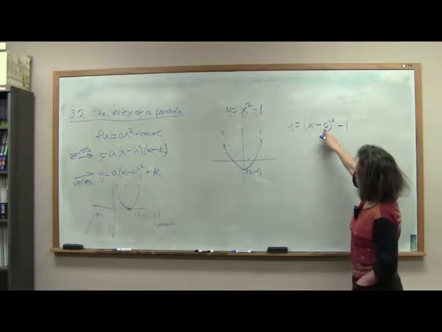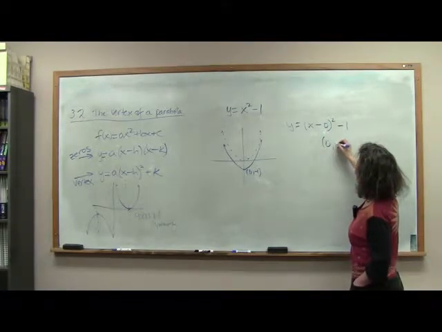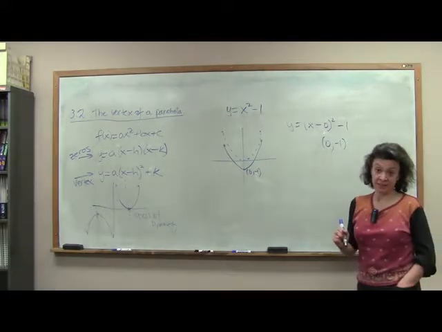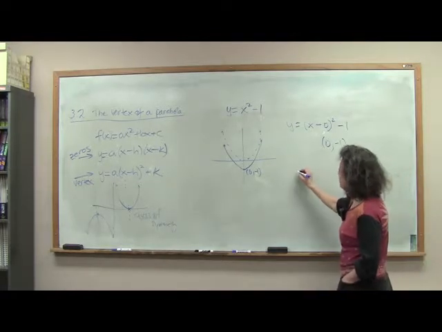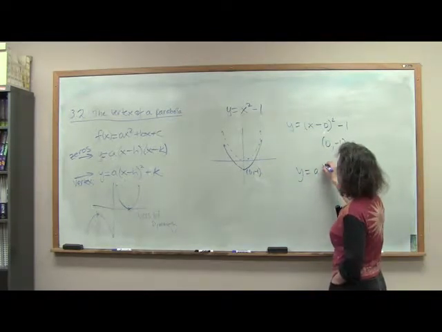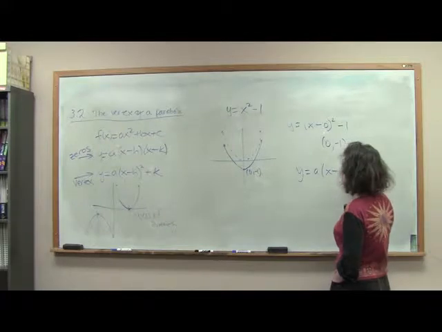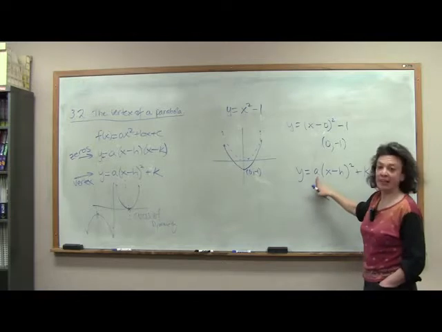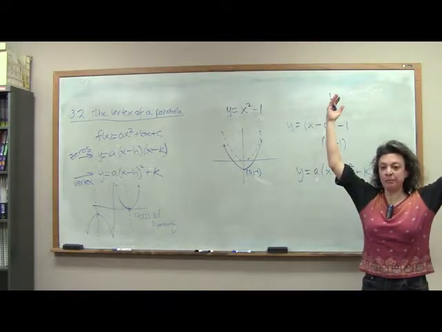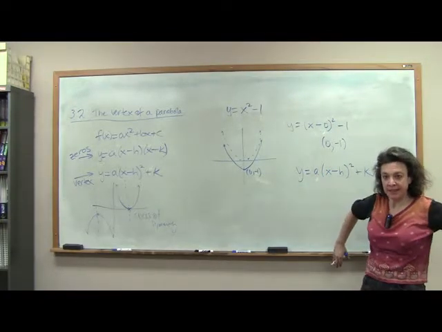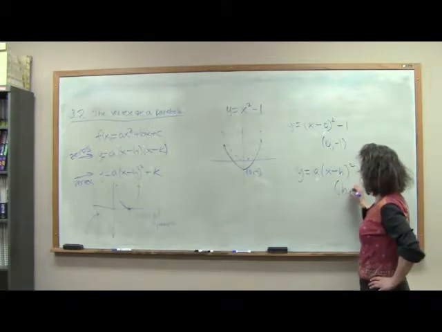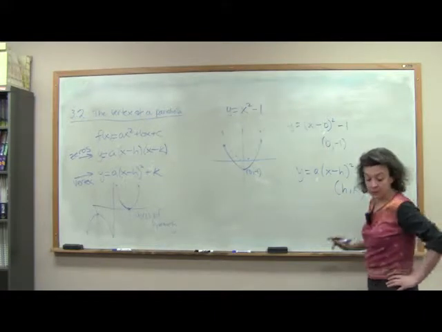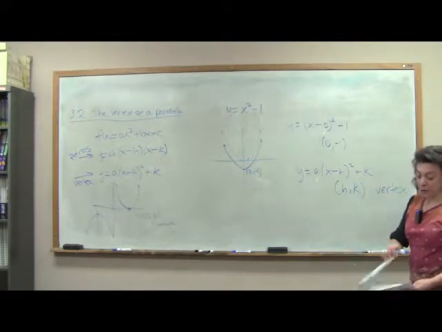Well, notice this value here is 0, negative 1. Lo and behold, that gives me my vertex. Okay? So, the beautiful thing is when you have a parabola, the equation written in this form, again, your A tells you whether it opens up if it's positive or opens down if it's negative, but your vertex is (h, k). And that's a pretty cool thing.